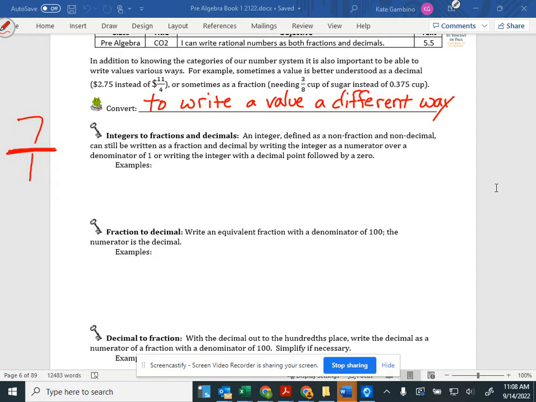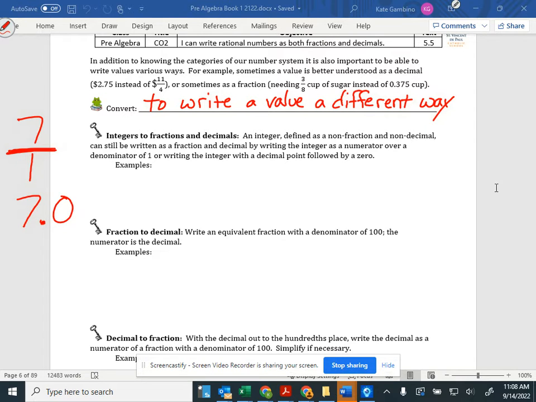It can also be that whole number or an integer if it's negative, but we can turn it into that fraction. Or writing the integer with a decimal point followed by 0. 7 and 0/10 is the same value of 7. 7 and 0/10 is the same as 7, but now it's got a decimal.